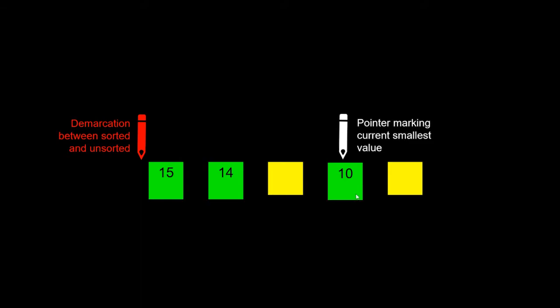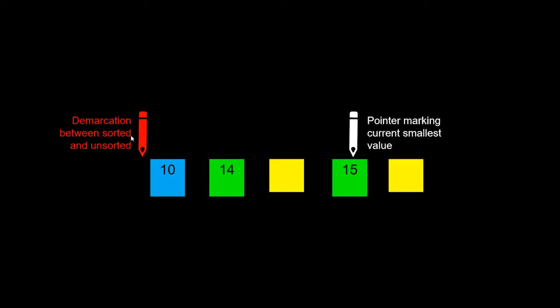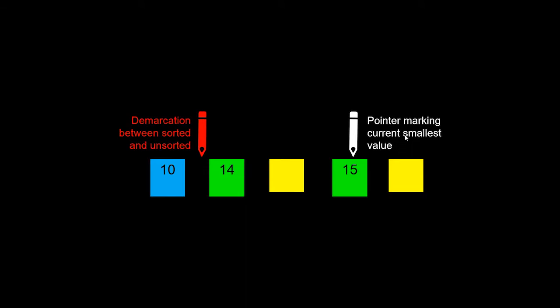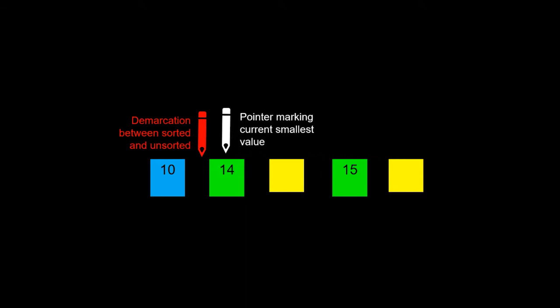I will do a swap between 10 and 15. Once that is done, 10 is considered sorted, so my demarcation can shift forward by 1. The pointer for the smallest value will come back to the first unsorted value. You can try this process. You're trying to advance this demarcation pointer, each time trying to find the smallest value. Once your demarcation pointer reaches the end, you have completed your sorting.